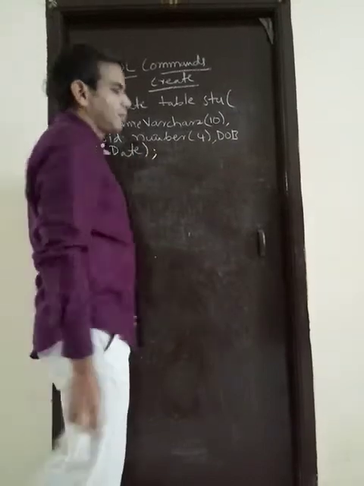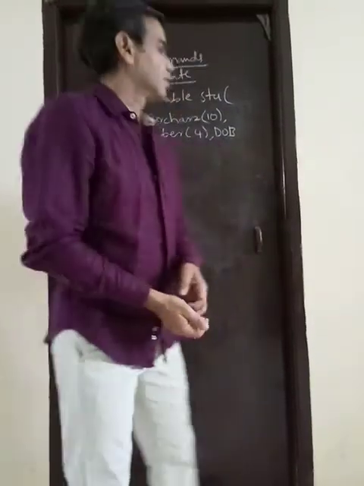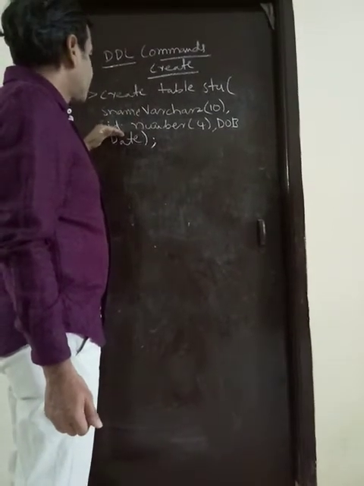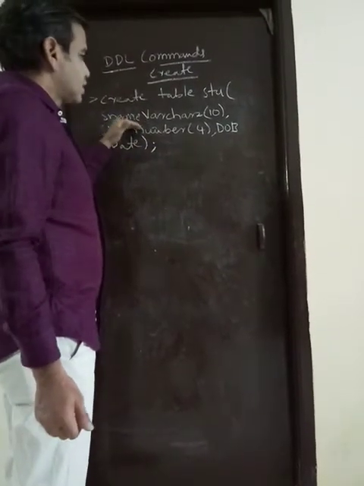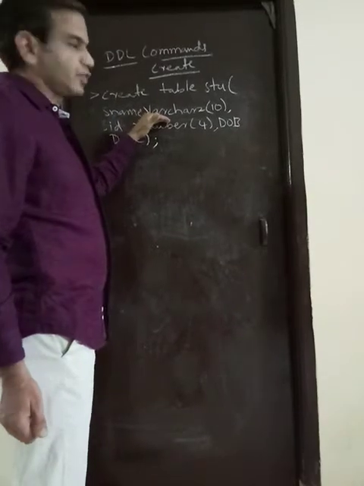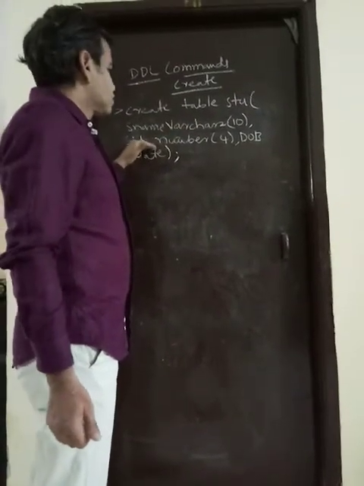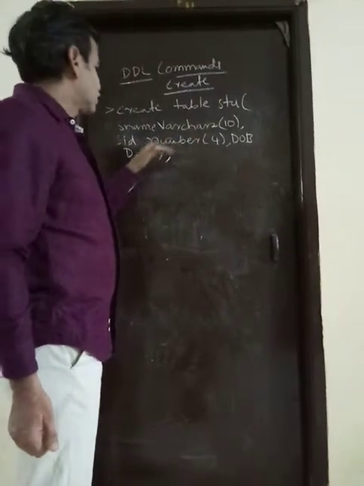See, here I created 3 columns. The columns are student name, student ID, and date of birth. Student name I specified as varchar2 of 10, which means it will take 10 characters. Number will take 4 digits, and date of birth is date.